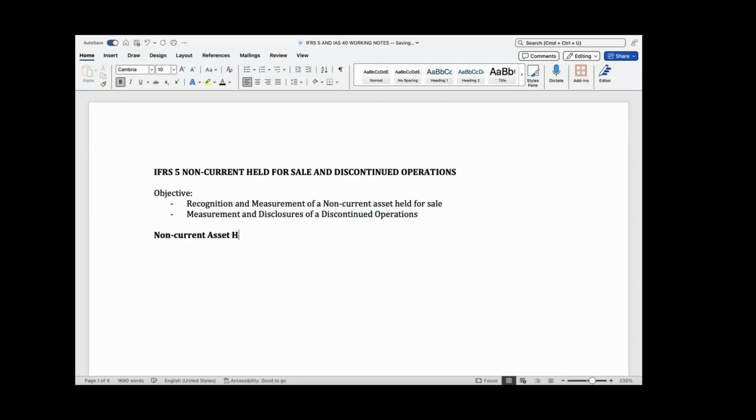So let me start with non-current assets held for sale.